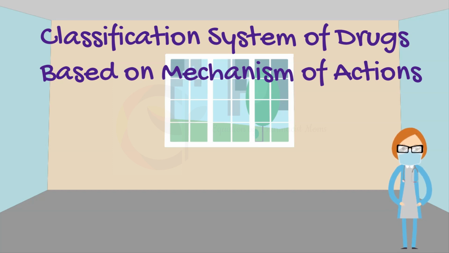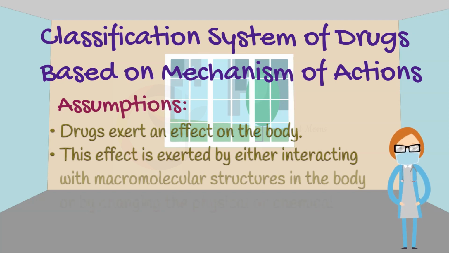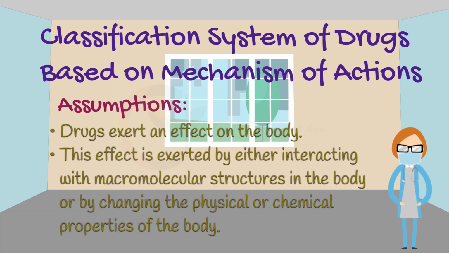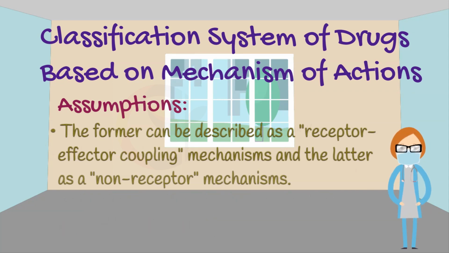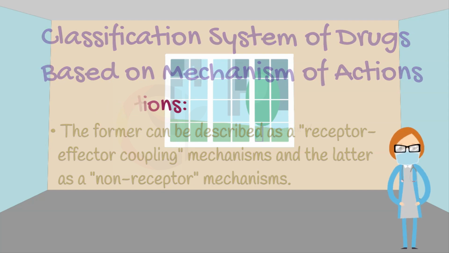As far as possible, a literature search was performed to look for a better or more official peer-reviewed system. None was found. This classification system is based on these assumptions. Drugs exert an effect on the body. This effect is exerted by either interacting with macromolecular structures in the body, or by changing the physical or chemical properties of the body. The former can be described as receptor-effector coupling mechanisms, and the latter as non-receptor mechanisms. Let's discuss it with examples.